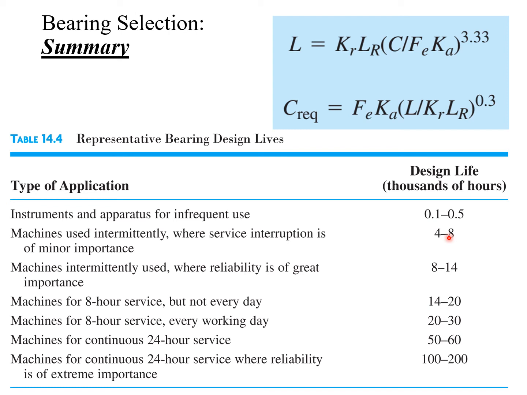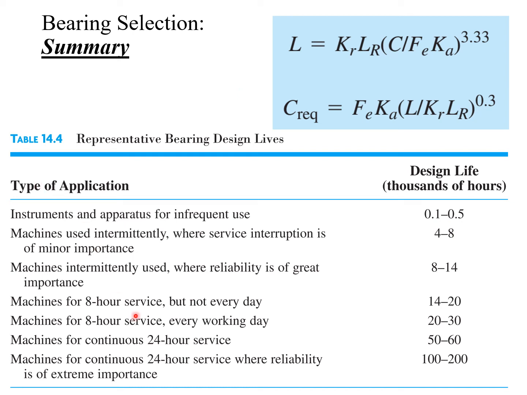revolutions in 1 hour times 8,000, this is going to give 480 million revolutions. So that's how many revolutions we would need to put over here. Again, that would be for a component that's operating at 1000 RPM, and it's going to be used intermittently. So we want it to be good again for 8,000 hours.